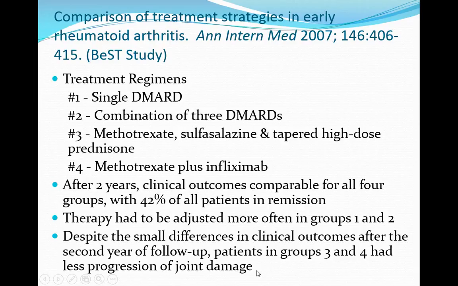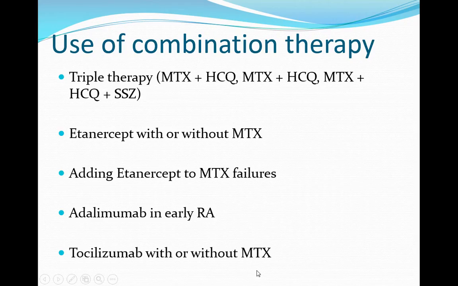But I wanted to show you this. Only 42% of your patients ended up in remission. So this isn't a disease that we're going to have responses in everybody. But if we can get a 20 to 50% response, that can improve their quality of life. So triple therapy is an option.